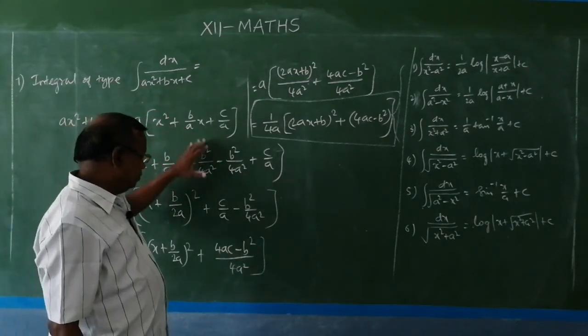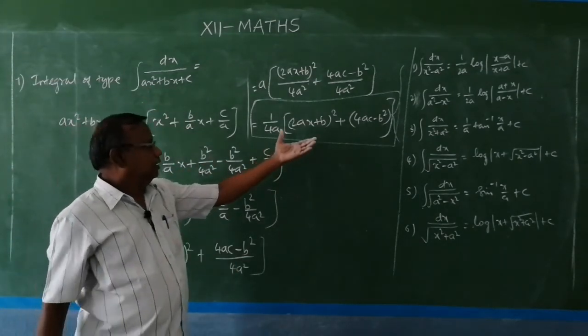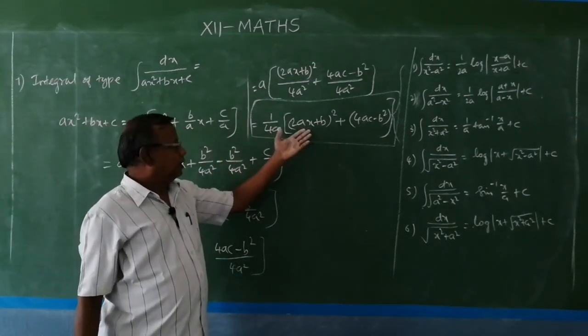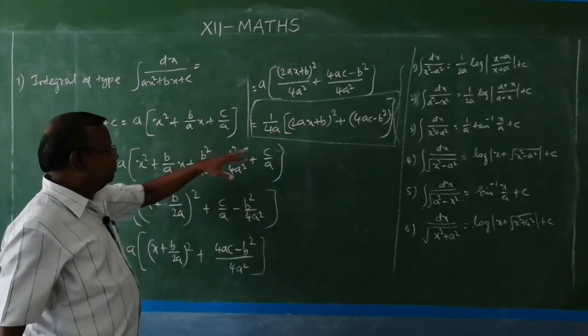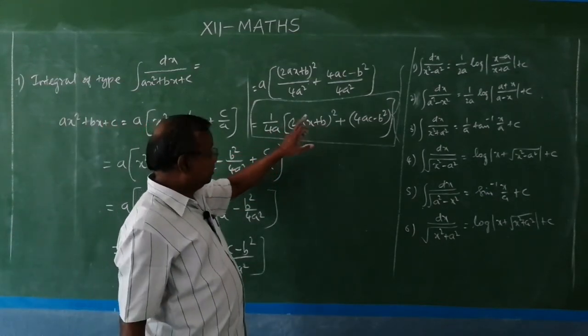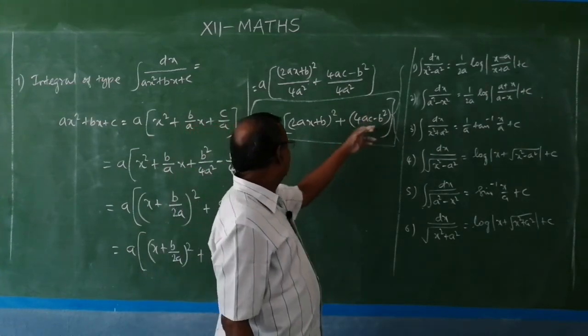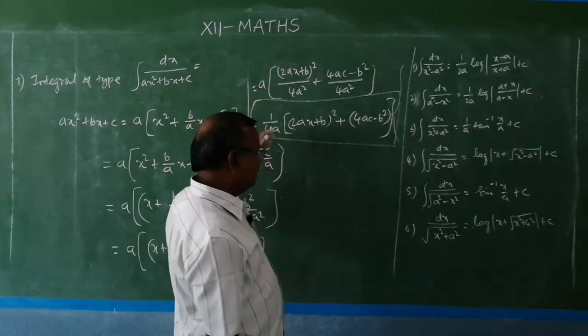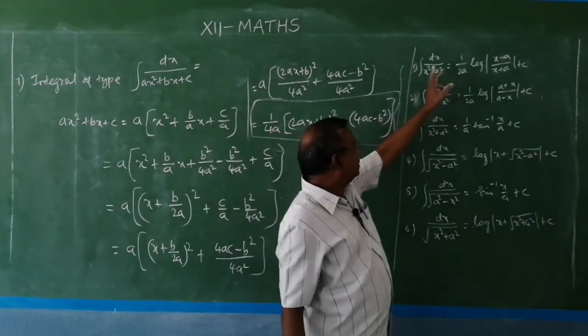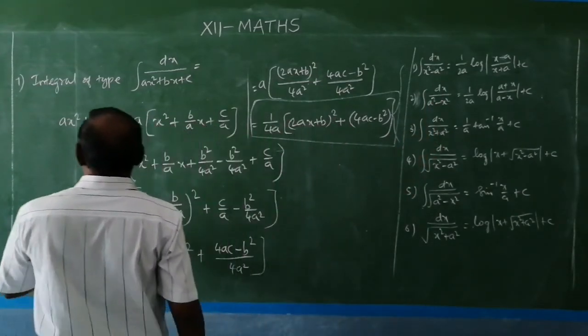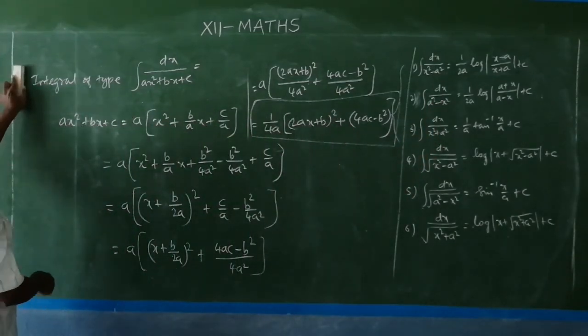So either you do like this, otherwise take this formula directly, you can apply the formula. The coefficient of the x square term is a, the coefficient of the x term is b, and the constant term is c. So substituting all these values here, you will be getting any one of these forms, that is first one, second one, third one.